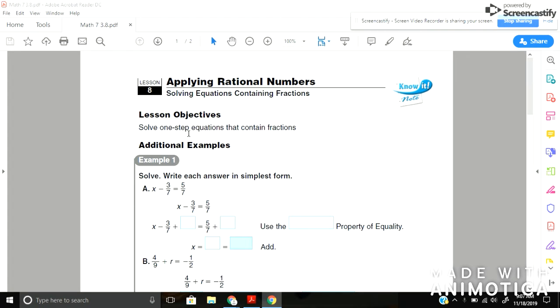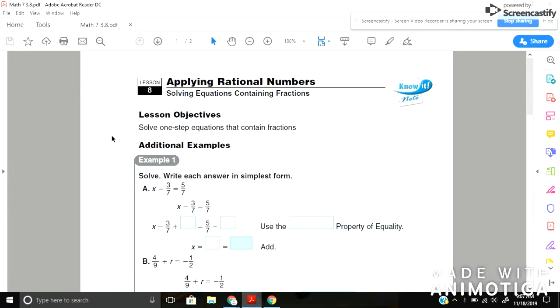Today, you're going to try to solve one-step equations that contain fractions. This is very similar to solving equations containing integers, what we did last chapter. And now we just have to remember the rules for integers. So, is it positive? Is it negative? What are those rules? And also the rules for fractions.